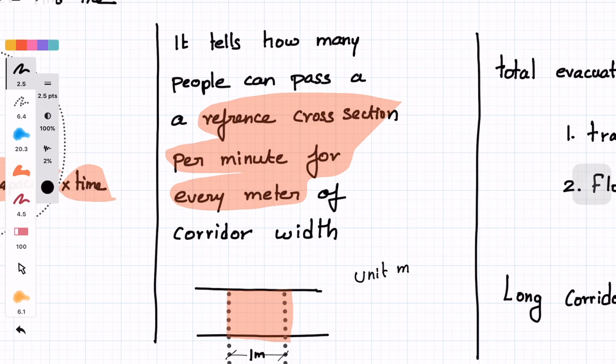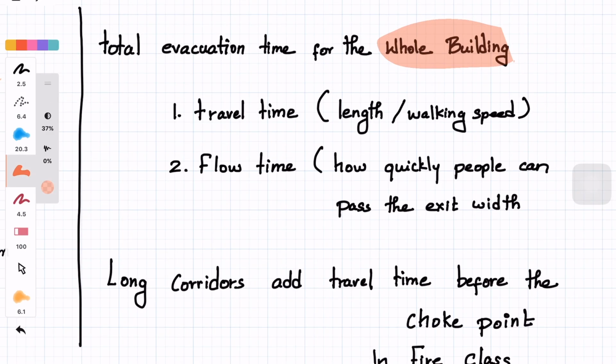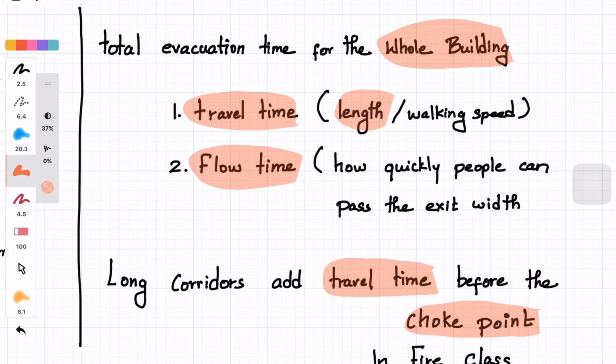If we want to find the total evacuation time for the whole building, then both travel time and flow time come into consideration. Travel time is the length of the corridor till the exit divided by the walking speed of the person. Flow time is how quickly people can pass through the exit width. For long corridors, add travel time before the choke point. The whole building evacuation we'll see in detail during our fire safety class.